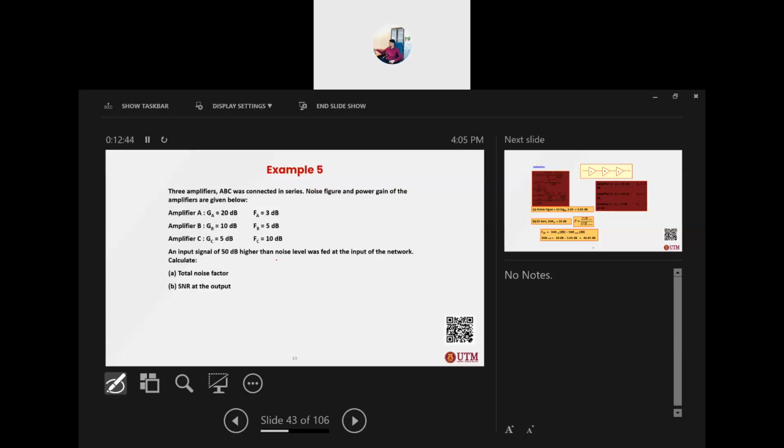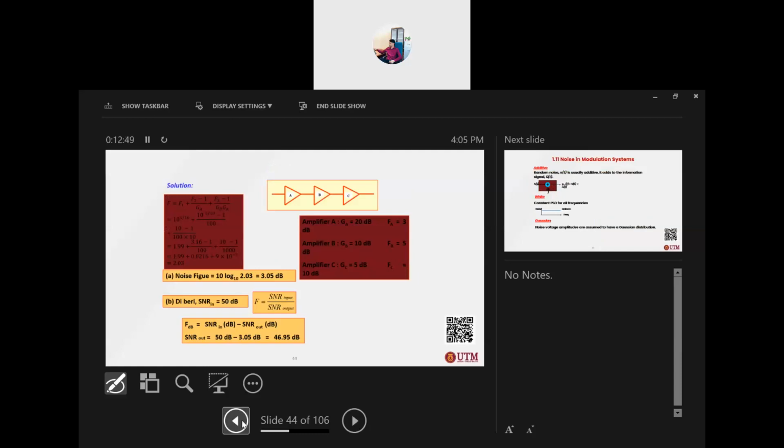Do you have this solution with you here? Do you have this solution or you don't have it inside the slide? Should I take it out or not?